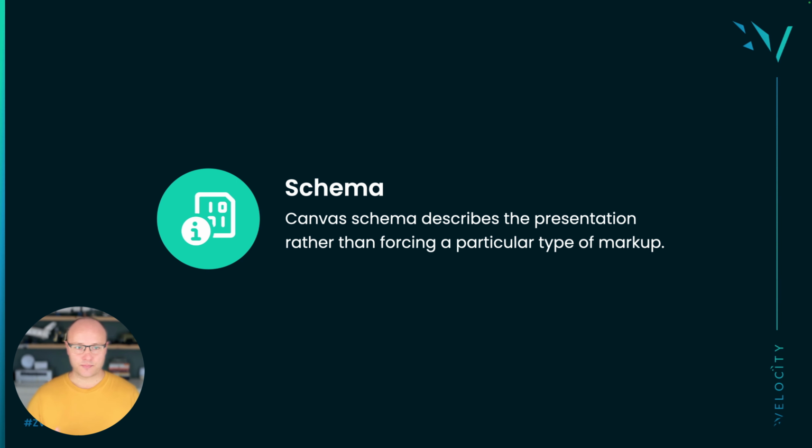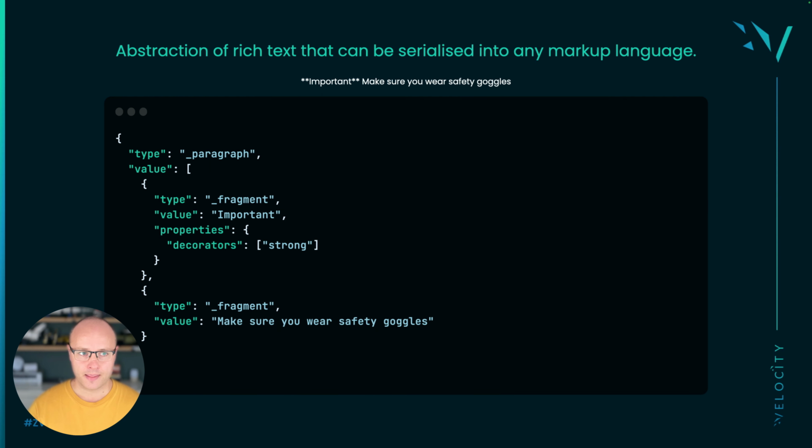And that JSON is based on a canvas schema that we've come up with that defines the content and shows how it's represented. So let's look at an abstraction of what that canvas schema looks like. So here in the white text, we've got "Important, make sure you wear safety goggles." The double stars show that it's in bold, in markdown, if it had been written in this way.